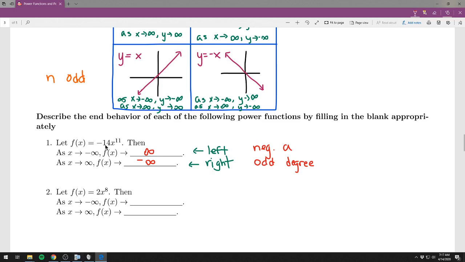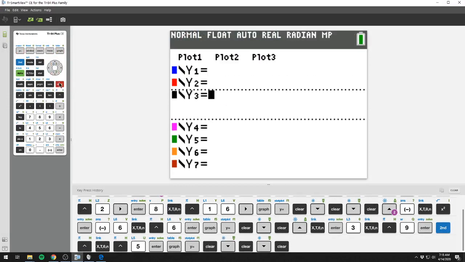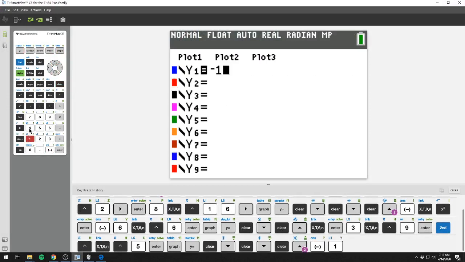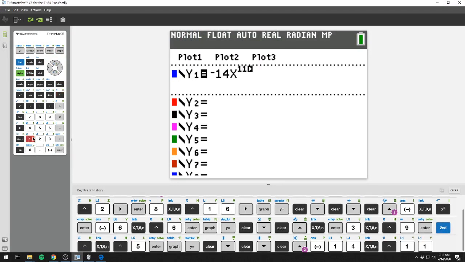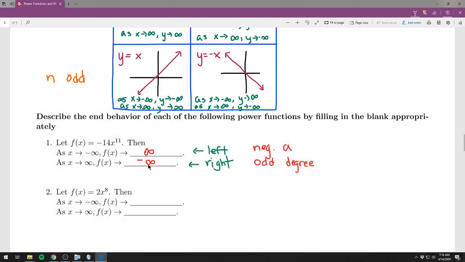We want to graph y equals -14x to the 11th. And we see exactly that. As we go to the left, it goes up to +infinity. As we go right, it goes down to -infinity. All right, now on the homework, you just want to make sure to type in infinity. You can actually hit the O button, meaning the letter O, twice to type infinity, or you can find it if you click on that up arrow in the homework.